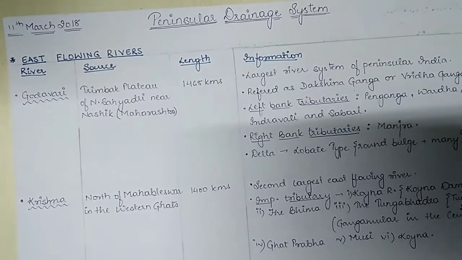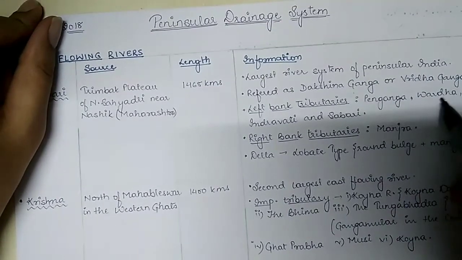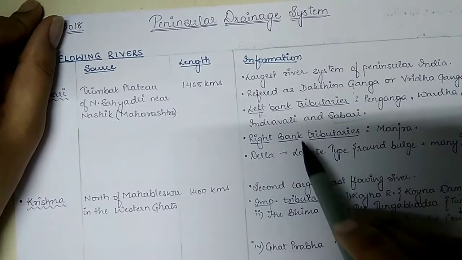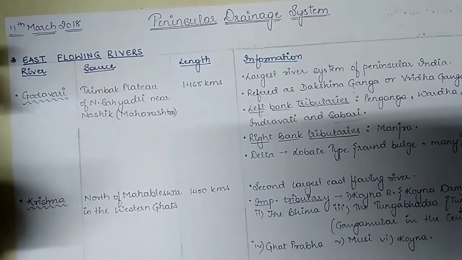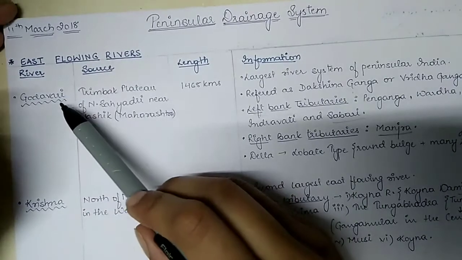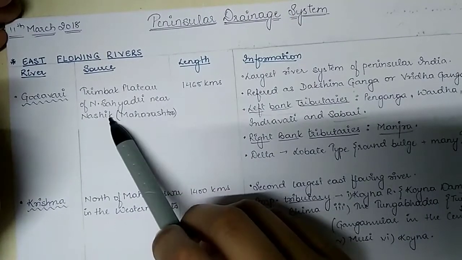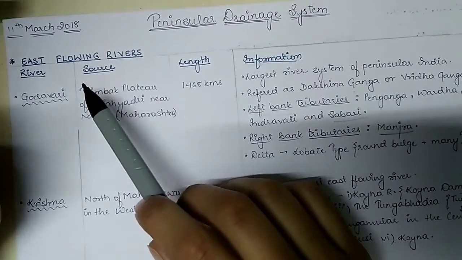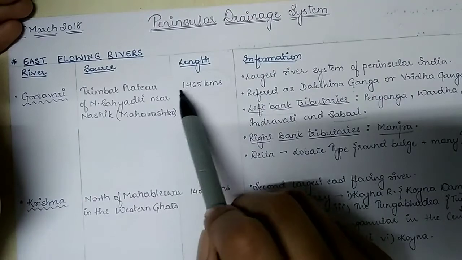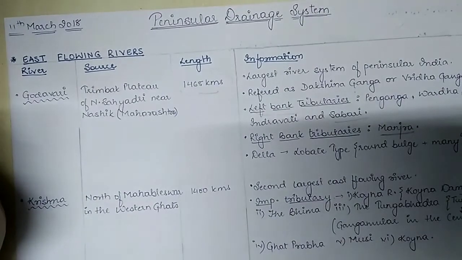Now if you look into its tributaries, they are Penganga, Wardha, Wainganga, Indravati, and Sabri. These are left bank tributaries, and on the right bank we have only one major tributary, that is Manjra. Now this Godavari originates from the Trimbak Plateau, in North Sahyadri near Nasik. Nasik is in Maharashtra, and the river covers an entire length of 1465 kilometers.